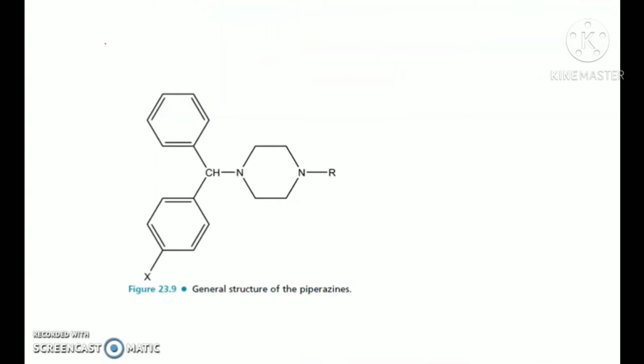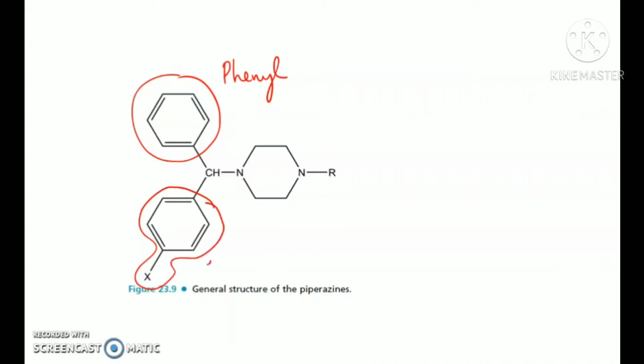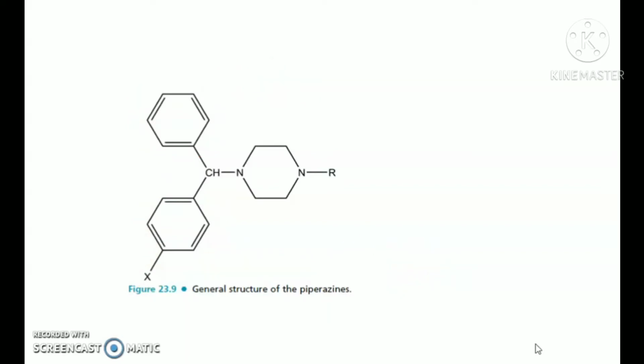If you look at the general structure of piperazine derivatives, you can see that two aryl groups, one phenyl and the other substituted phenyl, are connected to the connecting nitrogen atom through a methyl bridge, CH bridge. The second nitrogen atom, that is the terminal nitrogen atom, carries a substituent R, and depending upon the nature of the R and the substituent present in the phenyl ring, you will get different types of piperazine derivatives.